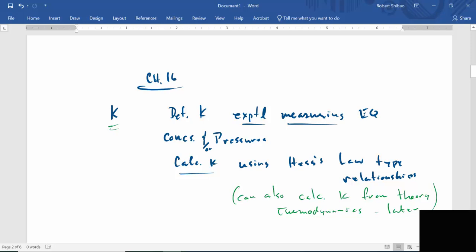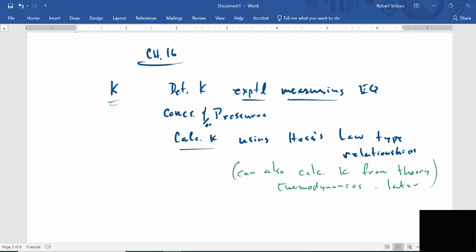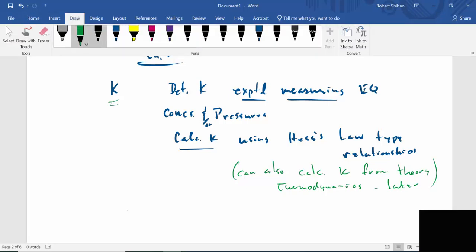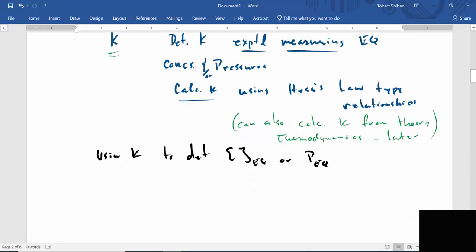And so some of the homework problems involve determining K from equilibrium or from initial values. We might have initial values and then figure out the equilibrium, or something like that. All right, then what we want to do is use this for stoichiometry. So the next thing is using K to determine equilibrium concentrations or equilibrium pressures. And there we use the ICE table.